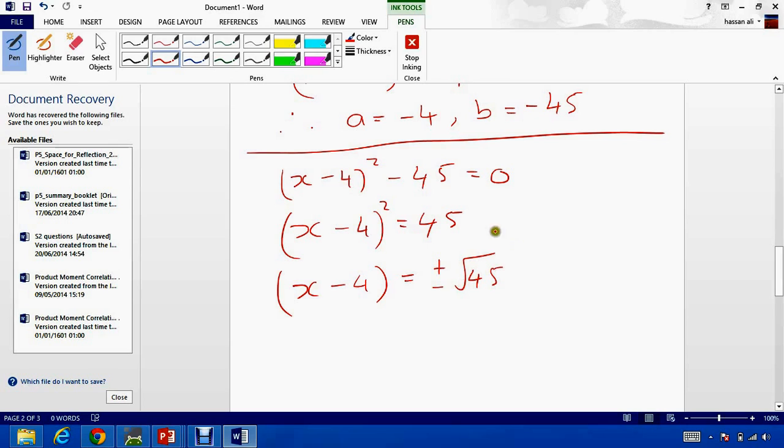Now with surds, this will come under surds. We can simplify this root here. So if you have root 45, that can be written as 5 times 9. Root 9 is 3, so therefore we're going to have plus or minus 3 root 5. Okay, so remember this root 45 here has to be simplified to 3 root 5.